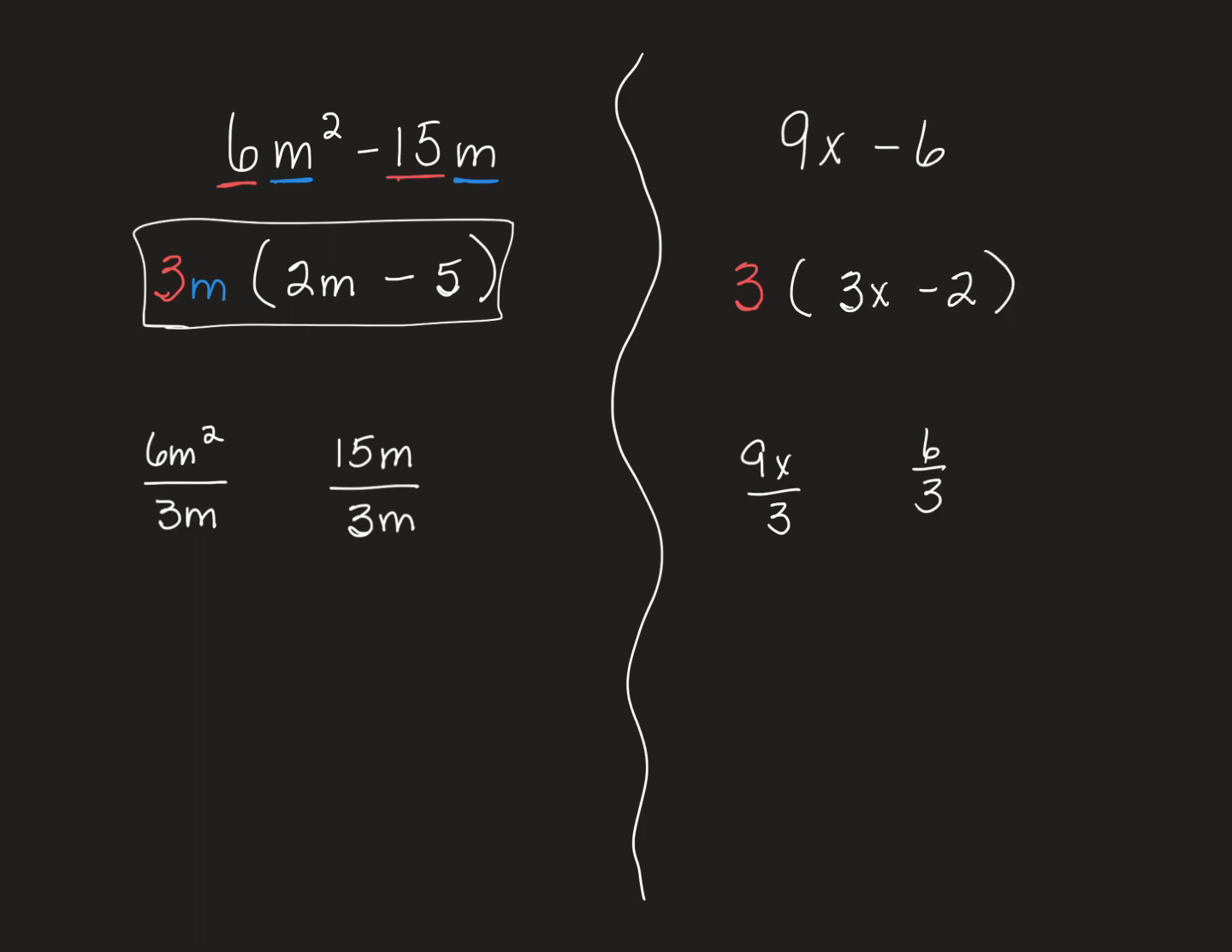Again, I'm going to go back and check this one. So 3 times 3x is 9x. 3 times 2 is 6, so that is my factored form. And that would be how it would be factored out with the greatest common factor.